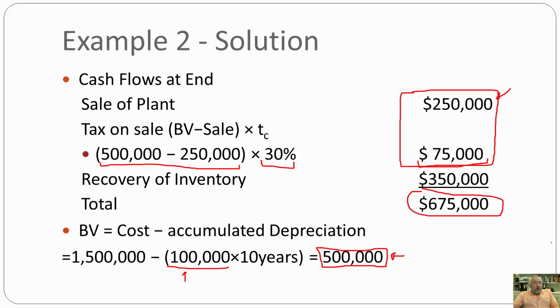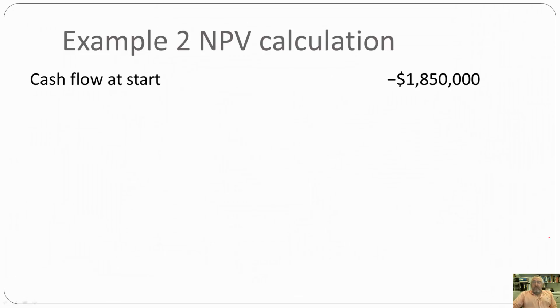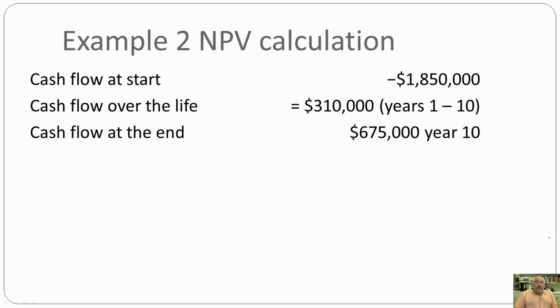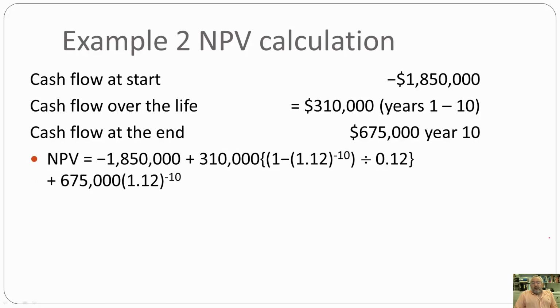So we've got the cash flow at the start of minus 1850, cash flow over the life, 310 each year, cash flow at the end, 675 at the end. Calculate the present value at 12%, and we've used the annuity formula there for the 310 since it's a repeated amount, but you could calculate them individually if you want. And what do we get? 118,901. It's positive. Pretty small compared to the investment. Well, no. Anyway, it's positive, so we take the project.